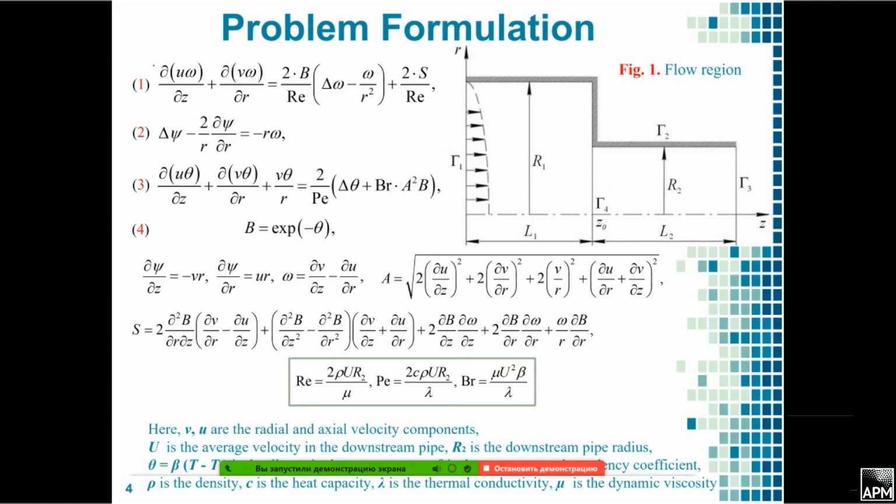We consider a laminar, steady, non-isothermal flow of viscous incompressible fluid in an axisymmetric sudden pipe contraction. Here you can see the mathematical formulation of the problem, which is presented in dimensionless form using the stream function, vorticity, and temperature variables. Formula 4 determines the temperature-dependent apparent viscosity of the fluid. And you can also see the dimensionless parameters of the problem.